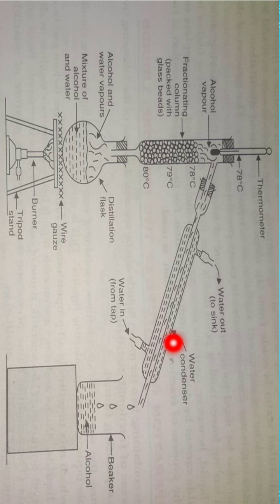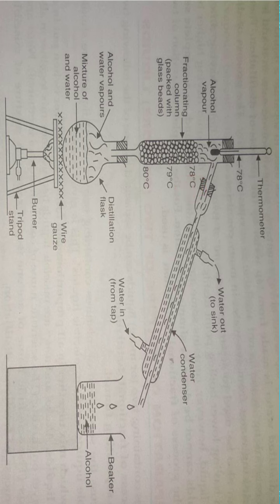This is called a condenser. We had already discussed in distillation, this is Liebig's condenser, and inside this condenser water is flowing which cools down the vapor passing through this tube. When vapors of alcohol pass through this thin delivery tube, this condenser cools down the vapor and we obtain alcohol here, and after that water can be collected when the temperature reaches 100 degrees Celsius.